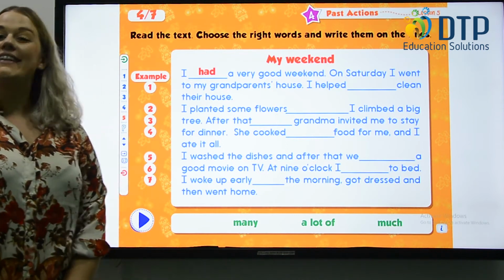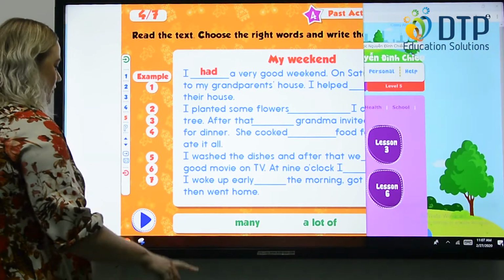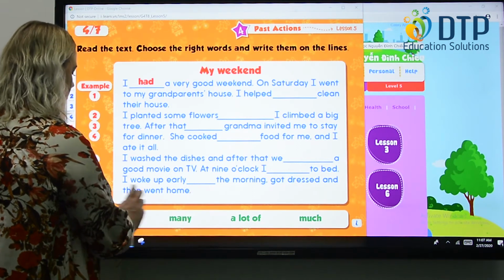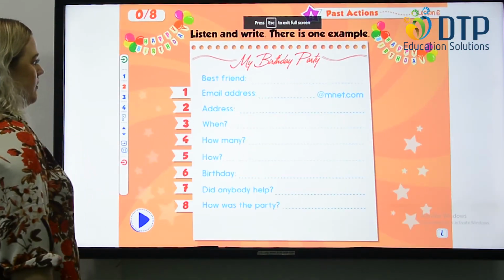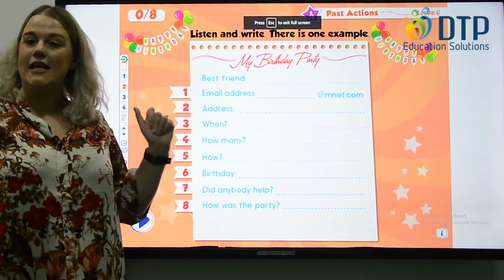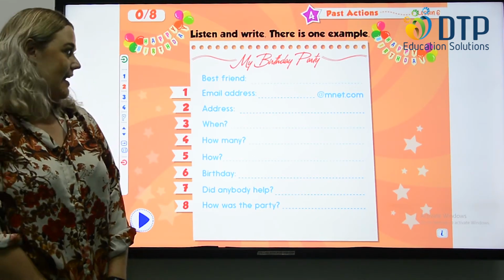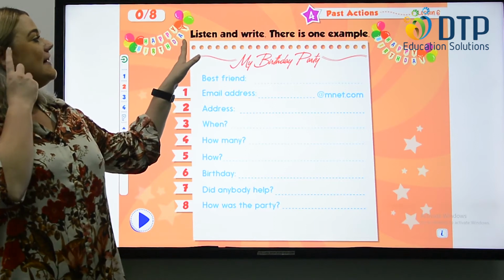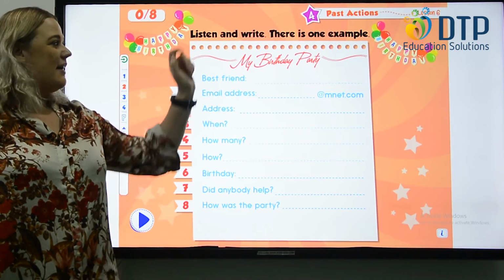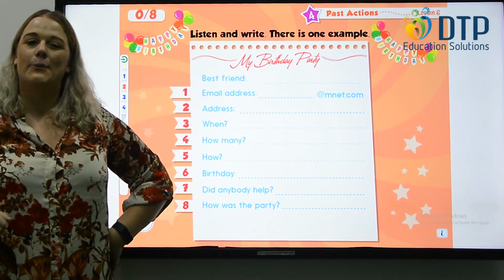Now we're going to play another game. I can see a picture of an invite. It is for a birthday party. We're going to listen and write. There is one example.